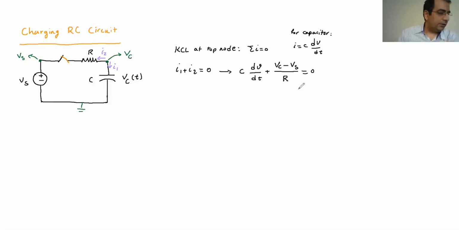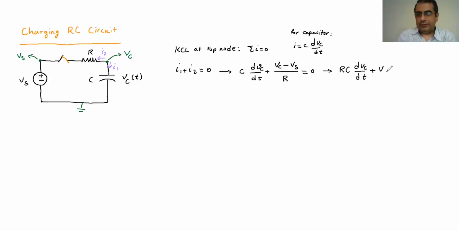And now if I multiply everything by R and take the Vs to the other side, what I'm going to have is RC dV over dt, plus the V, which is also VC.